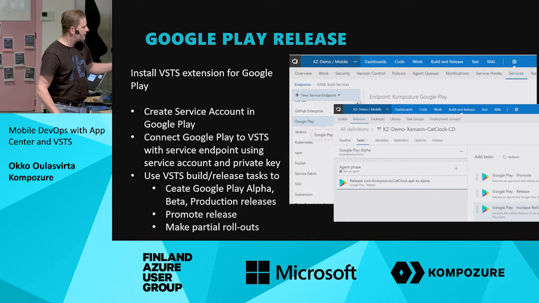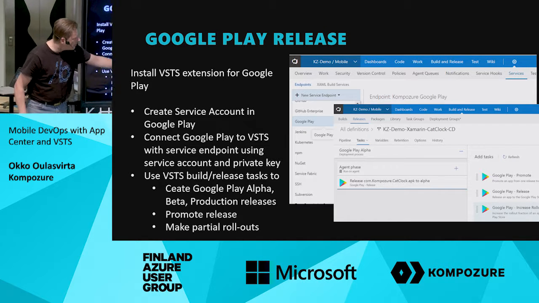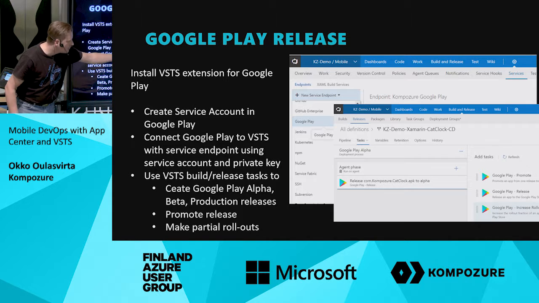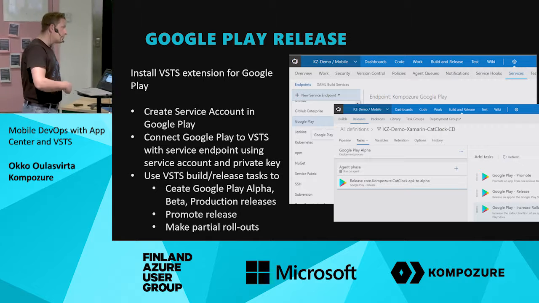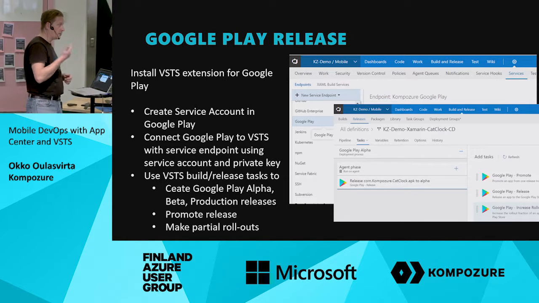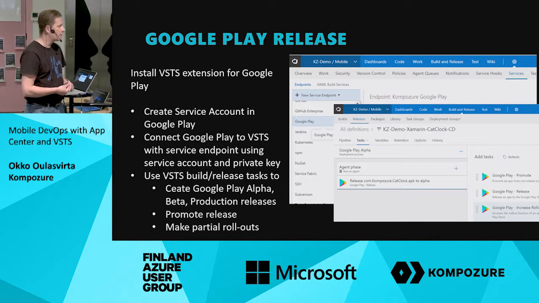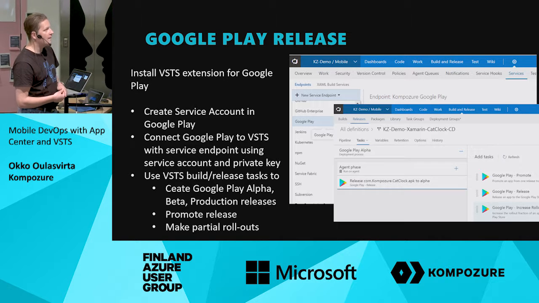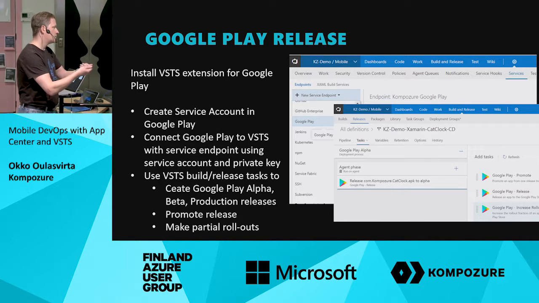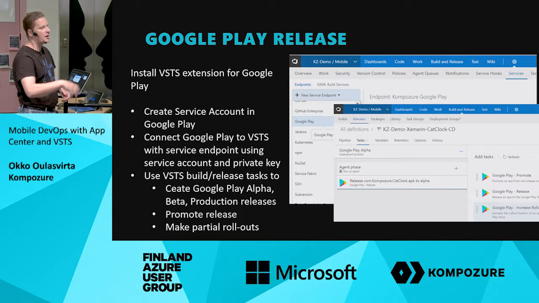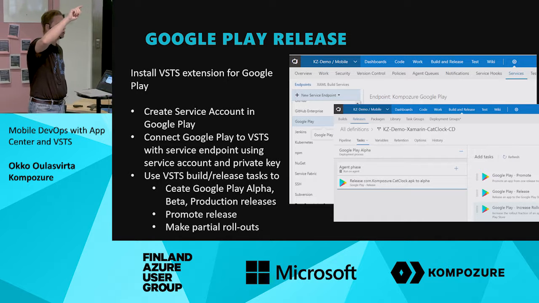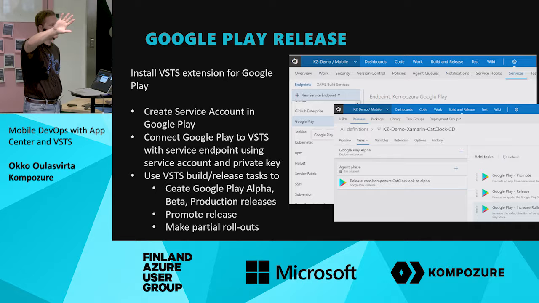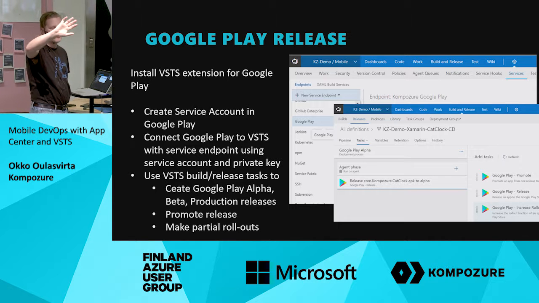With that extension also come some build and release tasks. So you can deploy the application to alpha, beta, or production, or if you have already deployed something to alpha, you can promote it to beta without doing another deployment. You just promote the application which is already in Google Play alpha, push it to beta and finally to production.